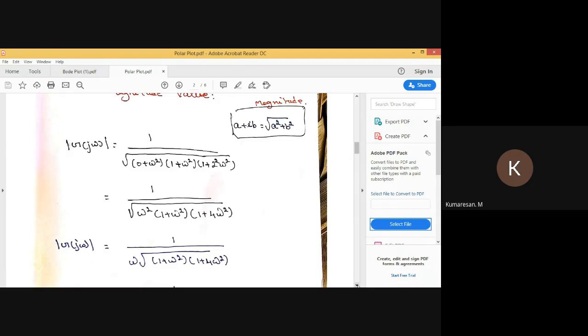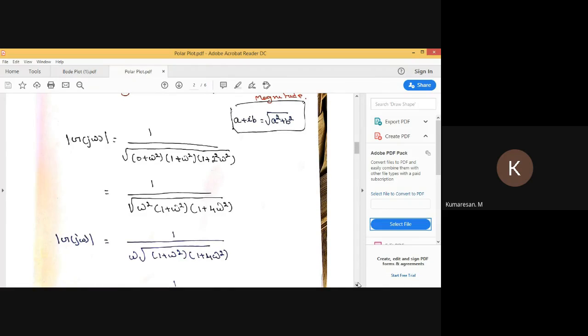The magnitude equals 1 divided by root of 0 plus omega square, which is nothing but omega square, into 1 plus omega square, into 1 plus 2 square, which is nothing but 4 omega square, you put. Then again you have to simplify. The magnitude equals 1 divided by, we take omega square out of the root, and root omega square tends to omega. Okay, 1 divided by omega root of 1 plus omega square into 1 plus 4 omega square.